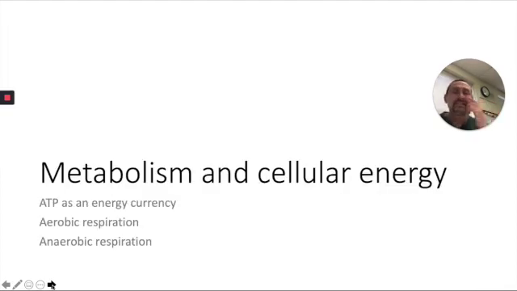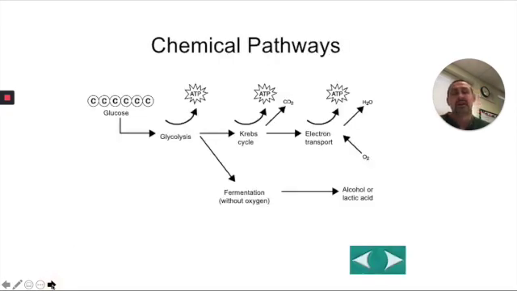So now let's say that there is no oxygen available, or if you're exercising and you can't get oxygen to your muscles fast enough, what happens then? You don't keel over. What happens is you switch from aerobic respiration to anaerobic respiration. So that's this Y right here.